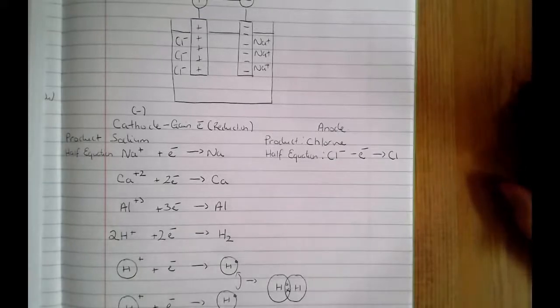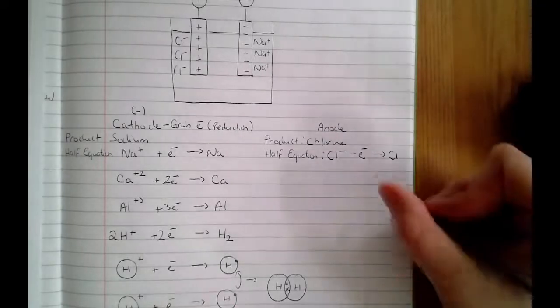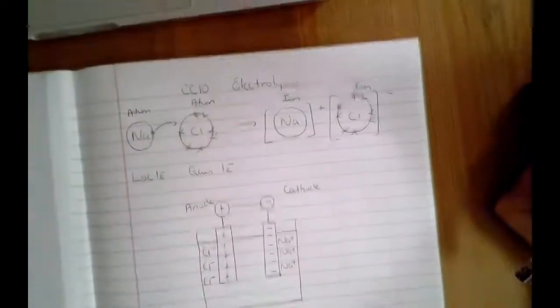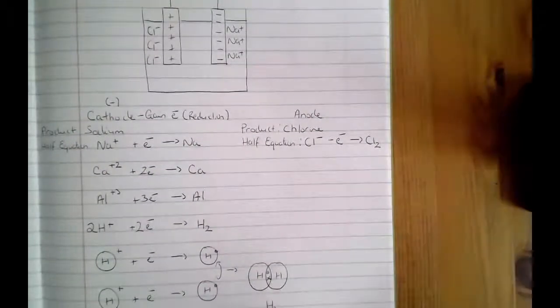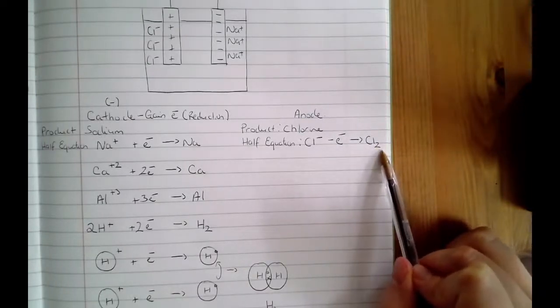However, just like with hydrogen, when chlorine is an element, it never exists as a single Cl atom. It actually exists as Cl2. In this reaction up here, I haven't drawn two separate chlorines, but as an element, chlorine is always going to be Cl2. So I'm not just going to form Cl, I'm going to form Cl2.